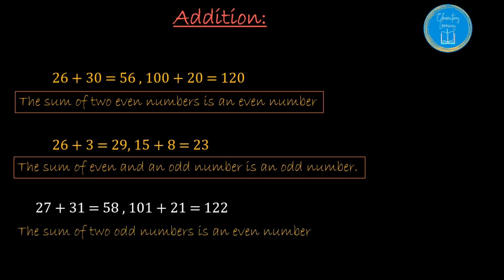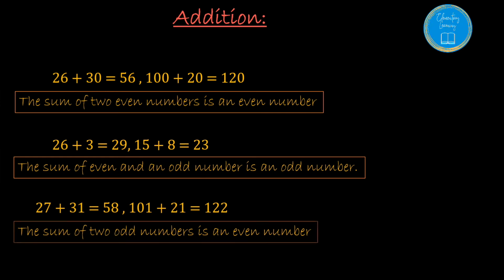Next, if we take four different odd numbers, which are 27, 31, 101 and 21, from which we will add 27 and 31 and 101 and 21, we will get 58 and 122 respectively, which shows that the sum of two odd numbers is an even number.